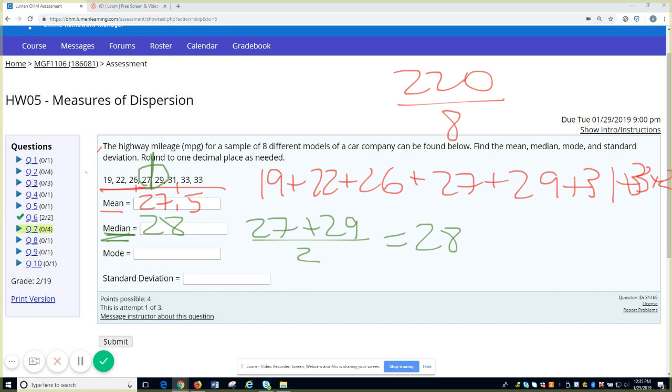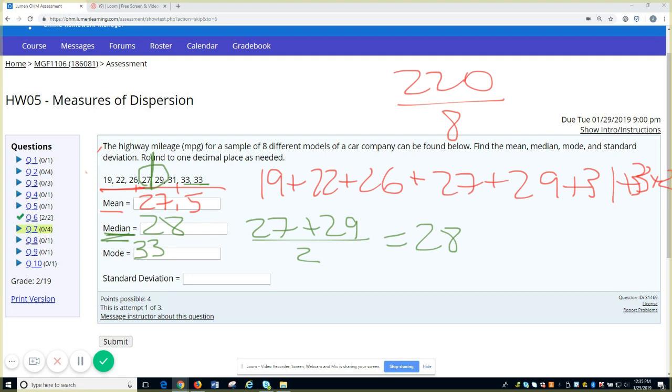All right. Then the next measure is the mode. For the mode, you want the value, if there is one, that repeats more often than others. And so the only number like that is 33, because 33 appears more often than any other number.